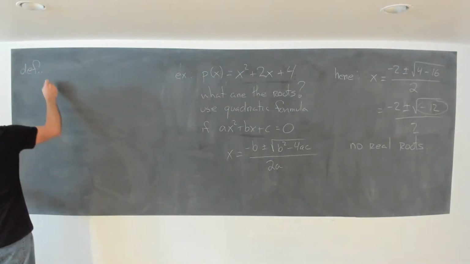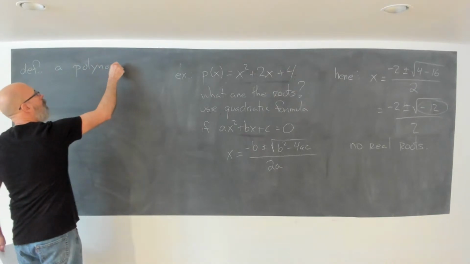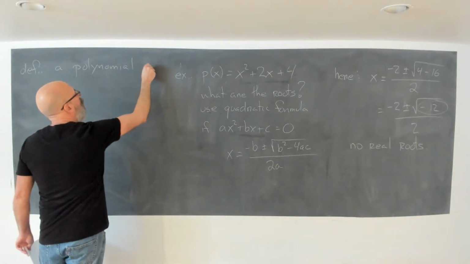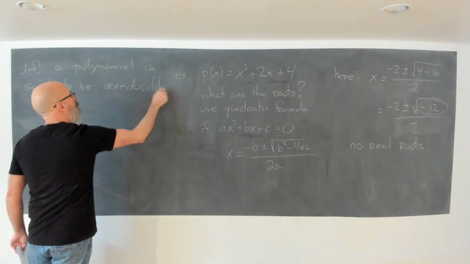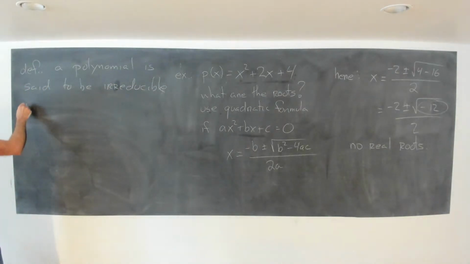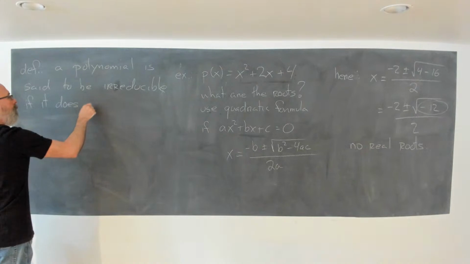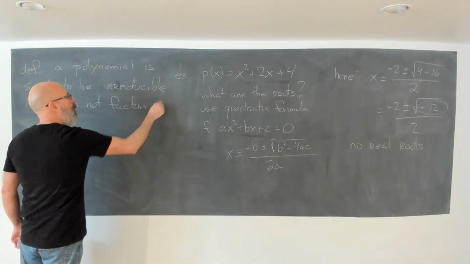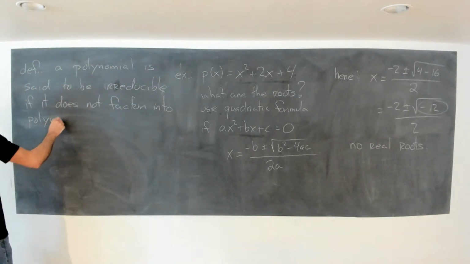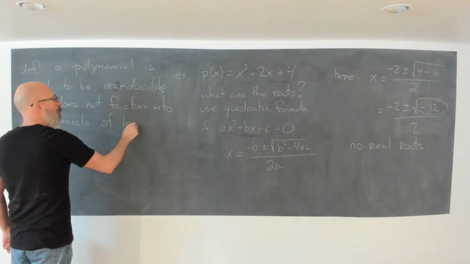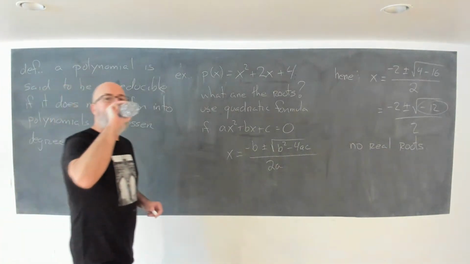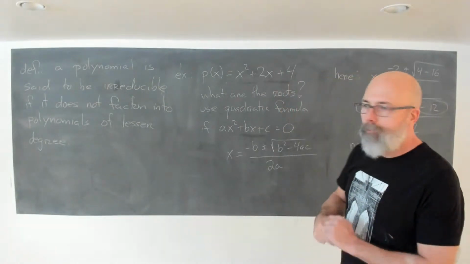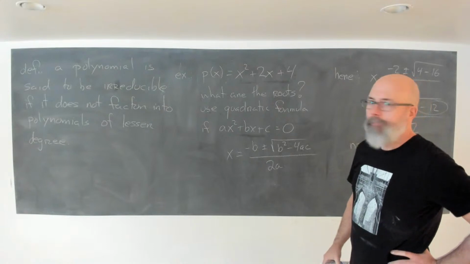Definition. A polynomial is said to be irreducible if it does not factor into polynomials of lesser degree. Right?